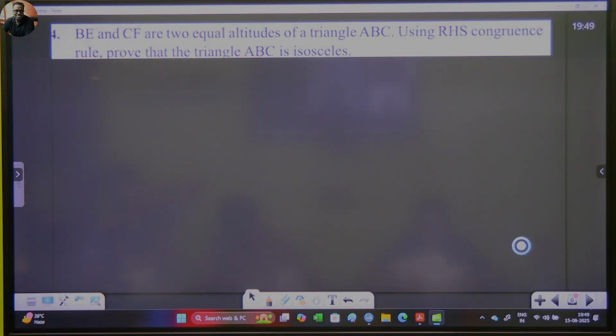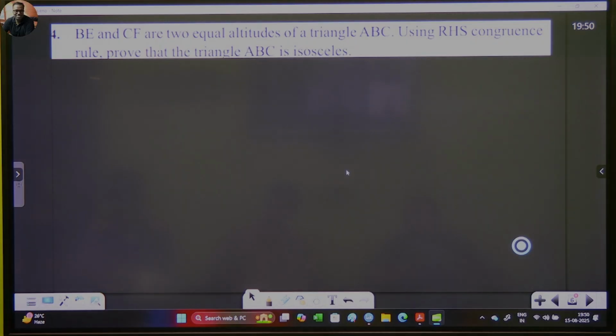Let's go to this problem. Draw the diagram for this. BE and CF are two equal altitudes of triangle ABC. Using RHS rule, prove that the triangle ABC is isosceles.